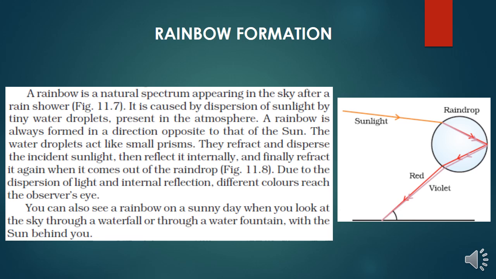So how does this refraction take place? From where does this prism come? As I said, the water droplets present in the atmosphere act like small prisms. They refract and disperse the incident sunlight. The ray of light also goes through internal reflection and one more refraction before it comes out of the raindrop, due to which dispersion of white light and internal reflection take place, and you get different colors that reach the observer's eye.